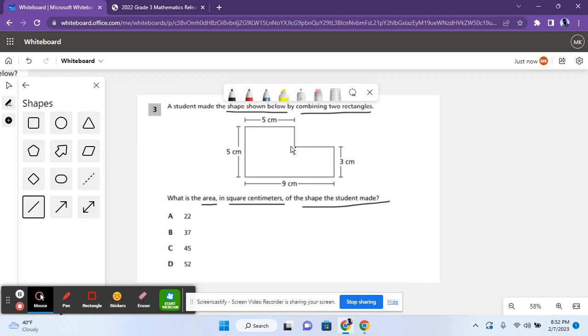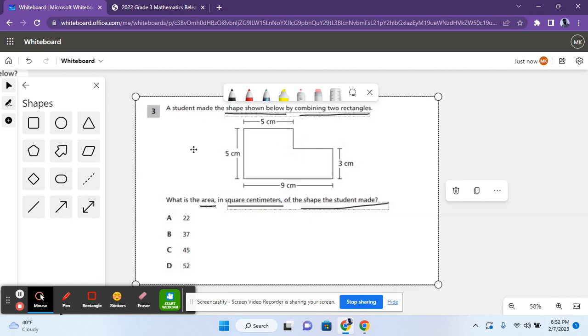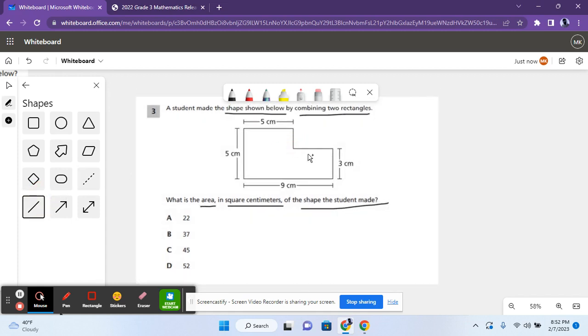So let's separate this. So here we have 2 separate shapes. For the first shape, let's find the area. The length is 5 and the height is 5. So the area is 25.